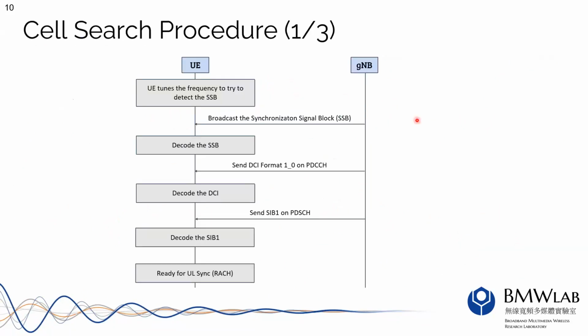Okay, then let's dig into the cell search procedure. In the first step, the UE will tune the frequency to try to detect the SSB. Just like when we are listening to the radio, we need to tune the frequency and listen to music. And actually, the gNB will broadcast the synchronization signal block periodically. And we assume that the UE tunes to the correct frequency and receives the SSB. Then the UE will decode the SSB.